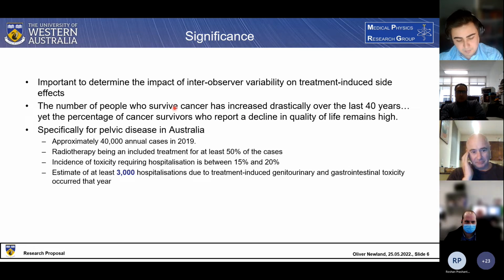So, some stats. In Australia, in 2019, we had 40,000 annual pelvic disease cases. At least half of those required radiotherapy. And in that group, 15 to 20% required hospitalisation due to the side effects. So that puts a lower bound of at least 3,000 hospitalisations due to these genitourinary and gastrointestinal side effects.